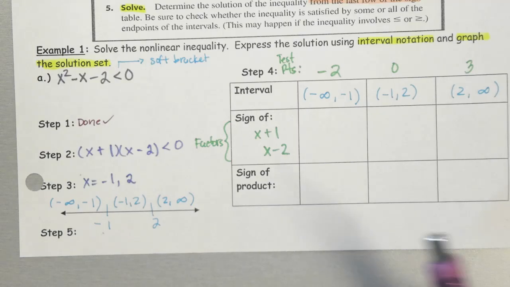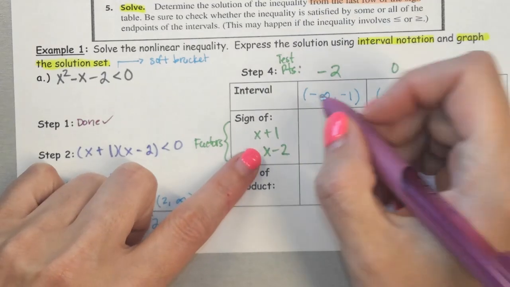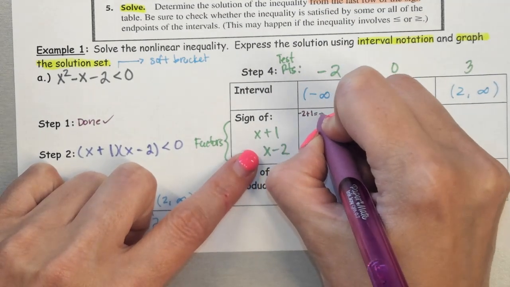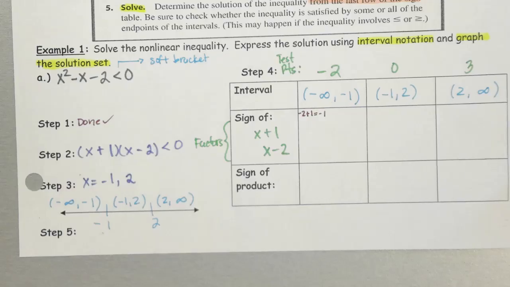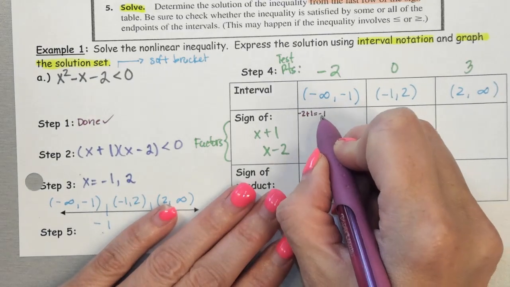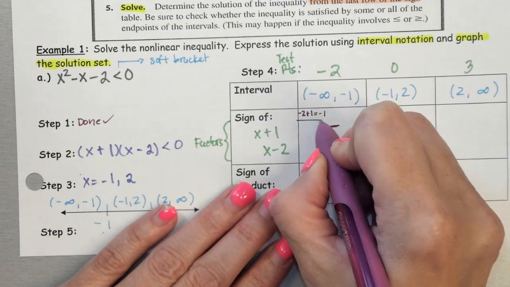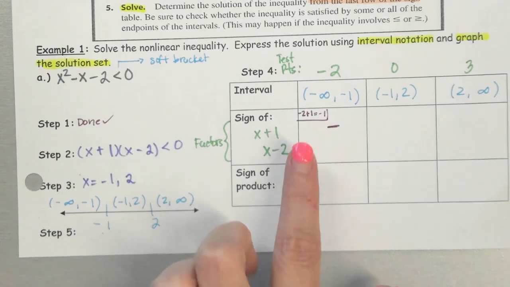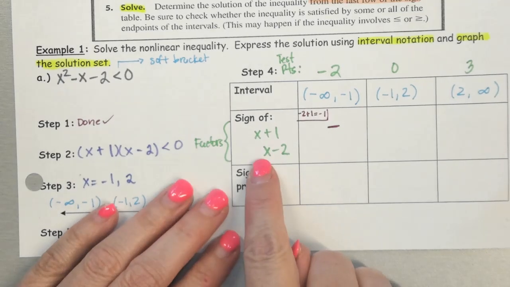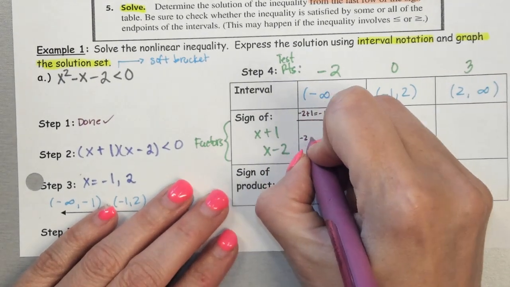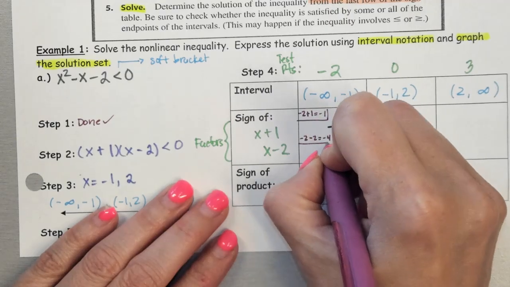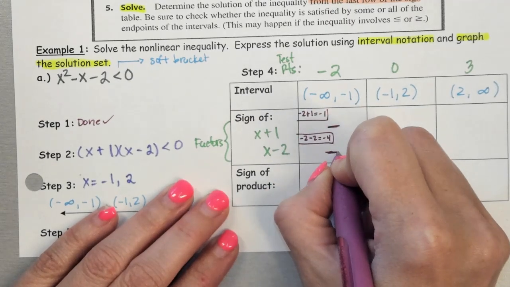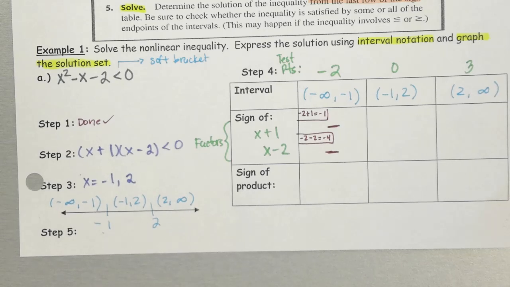Okay, now the first time you do this, I'm going to plug it in to show you, but really you're going to be doing this in your head. If you plug in -2, -2 plus 1 is -1. All you have to record is the sign. So -1 is a negative. That's all you need to write in your table. Okay, what I have boxed in here, that's your mental math. So when you do -2 minus 2, you get -4. Okay, that means that it's negative. So that's all you have to put there.